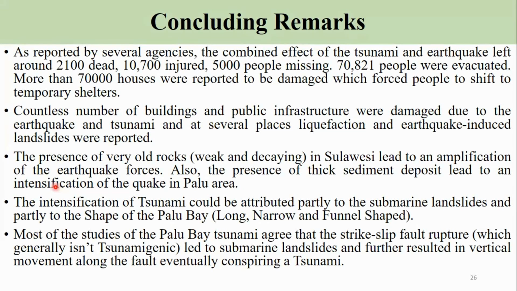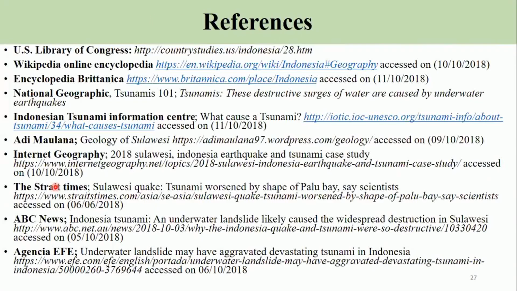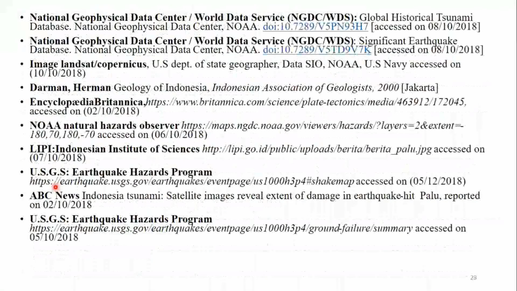The intensification of the tsunami could be because of submarine landslips and the shape of Palu Bay, which was long, narrow, and funnel shaped, which led to focusing of the tsunami waves. Most of the studies suggest that the Palu Bay tsunami was basically caused by a strike slip fault rupture, which subsequently resulted in a submarine landslip in the ocean, and further resulted in vertical movement, eventually combining to create a tsunami. So these are my references.